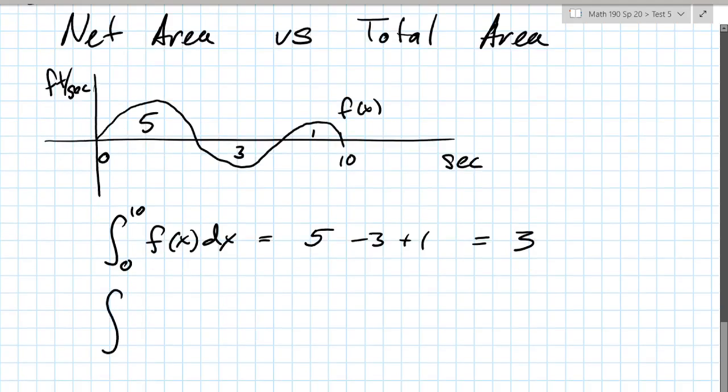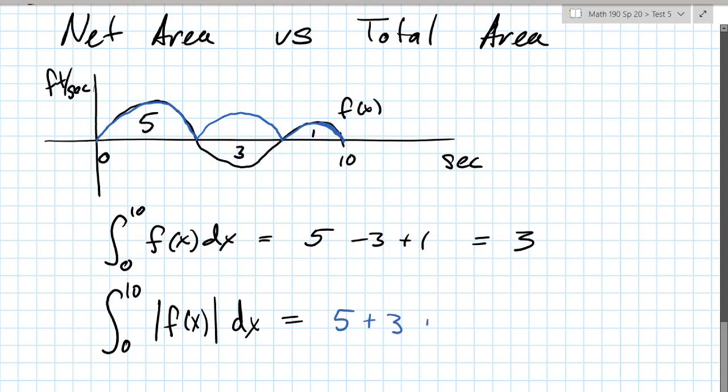On the other hand, if we had the integral of the absolute value of f of x dx, now it would take the curve and make the curve positive everywhere. So the curve would now follow this top part. It stays positive. When it would have gone negative, it would just be positive instead, and then positive again. So now it would be 5 plus 3 plus 1.